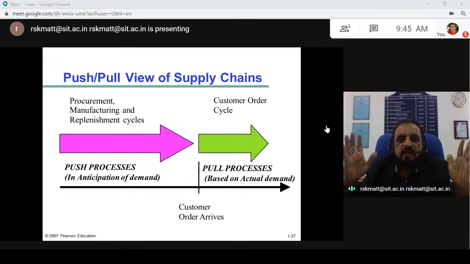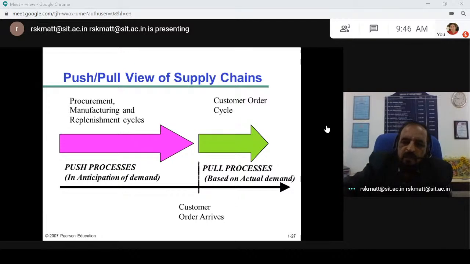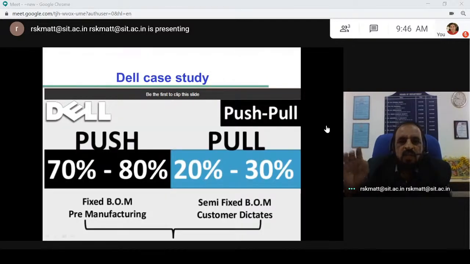They anticipate the demand in the market and keep components ready, and the final assembly is based on the customer specification. The products are assembled based on the actual demand. That is called the pull process. The push processes are based on the anticipation. Like this, many industries will decide to what stage they need push processes, and to what extent they have to use pull processes. So push-pull supply chain practices are usually adopted by many industries nowadays. I already discussed Dell.